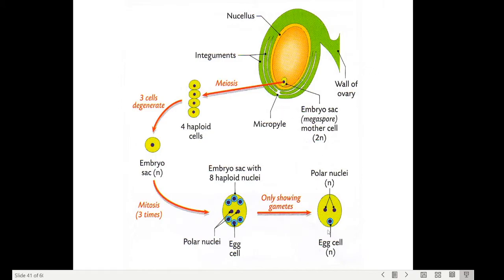These are all the sequential steps. First is meiosis, 4 haploid cell formation, 3 cell degeneration. First is the 2 cell generation, another is the 3 cell degeneration. So one embryo sac is formed. After that, mitosis happens 3 times in the cell. After this, the embryo sac has 8 haploid nuclei, including two polar nuclei, forming the egg cell.